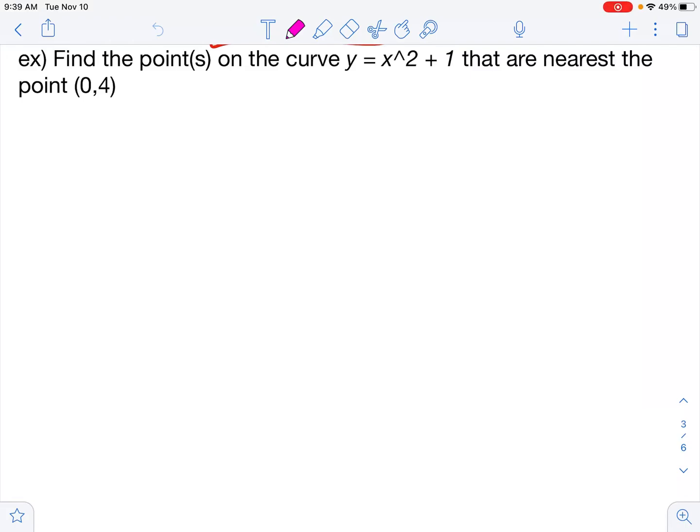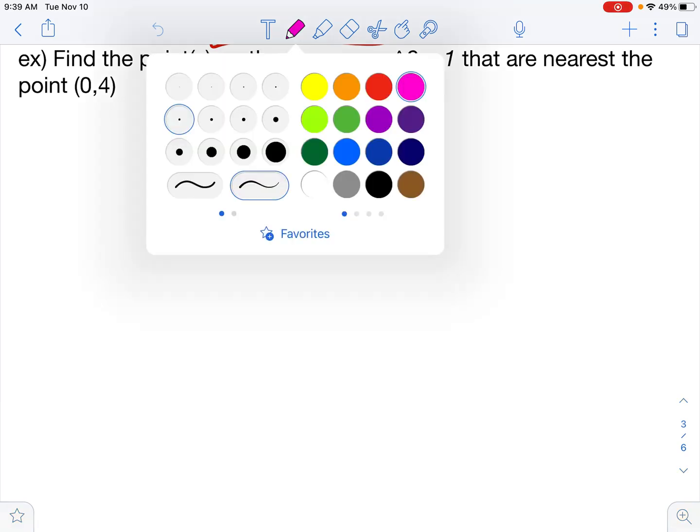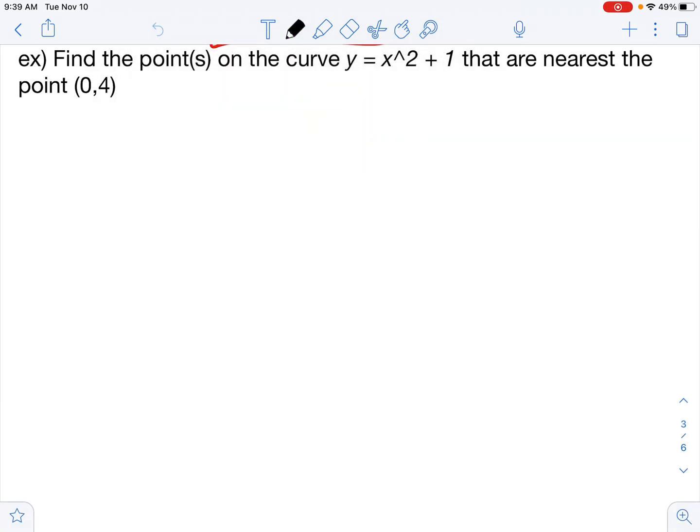Welcome back, everybody. We'll take a look at a few more examples of optimization problems. These will be a little more involved than the ones we saw in the previous video, okay? So first up, find the point or points on the curve y equals x squared plus 1 that are nearest the point 0, 4. Okay, so this is x squared plus 1 is what that syntax means, okay? And we want to find the point on this parabola that's nearest the point 0, 4.